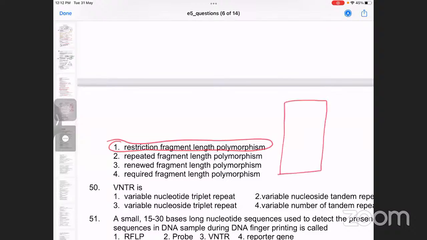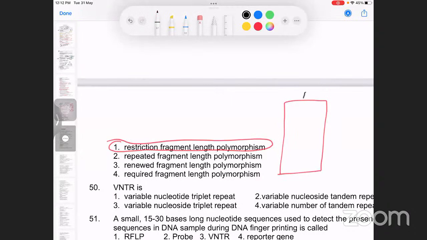If this is the DNA pattern from, say, parent A, and this is the DNA pattern from, say, offspring. There are certain fragments which can be easily identified by the restriction enzyme, and they have the same molecular weight or length, and they get separated at a particular distance. So these are your recognition fragments or restriction fragments. These restriction fragments are common in the parent as well as the child. So this is the parental one, this is the child one.